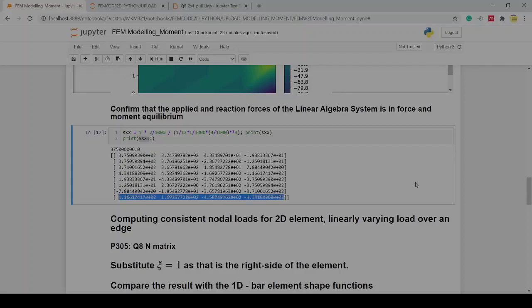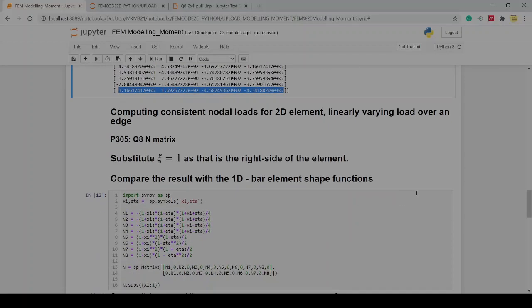Okay, so let's continue on. So, computing consistent loads for the two-element case. We have a linear varying load over an edge. And now, what I want to do first is just confirm for you. I've already asked you to do this on your own, but now I'm going to do it formally so that we make sure everybody is on the same page.